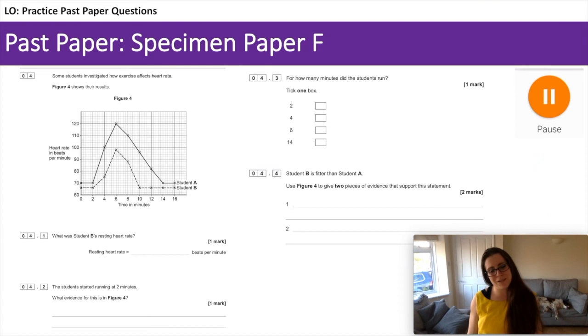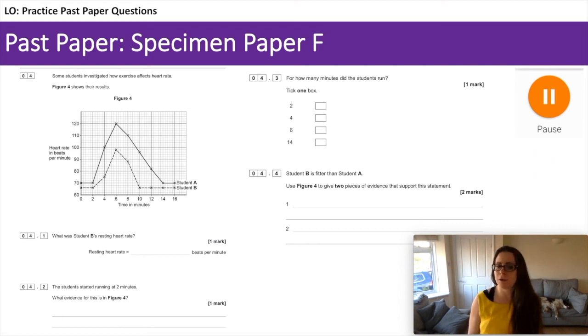So, on to the past paper questions. This is a specimen question. We're looking at how exercise affects heart rate. We've got student A and student B. You can see that they've measured heart rate every 2 minutes, and they've seen what happens during exercise and what happens after exercise.